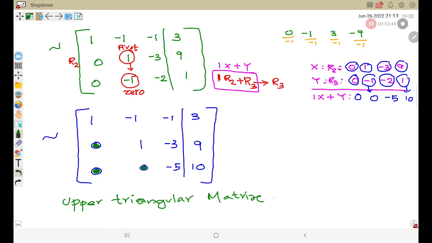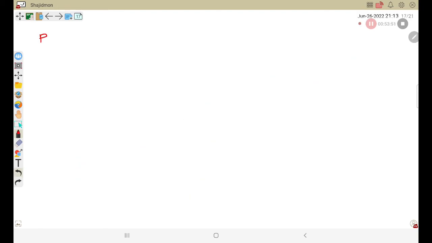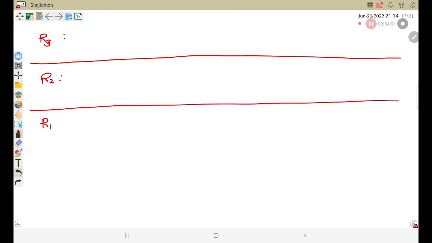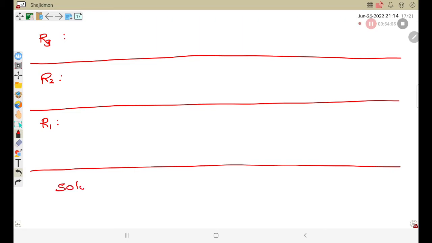Upper triangular matrix. Once we get the upper triangular matrix, we go to back substitution. First we change R3, the third row. Then we change the second row, R2. After that we change the first row, R1. Then write what the solution is.